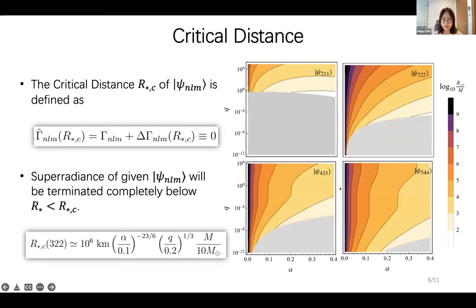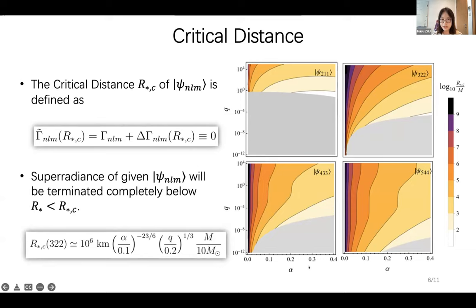So to study this effect, we define a critical distance, which means that at the critical distance, the state NLM has the effective superradiance rate 0. That is, when the separation between the companion is below the critical distance, then the superradiance will be terminated completely. And here we plot the critical distance of different states in the different parameter space.